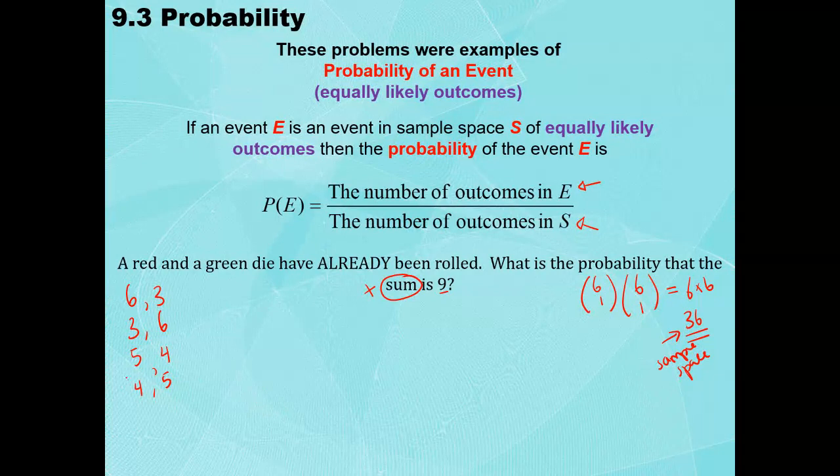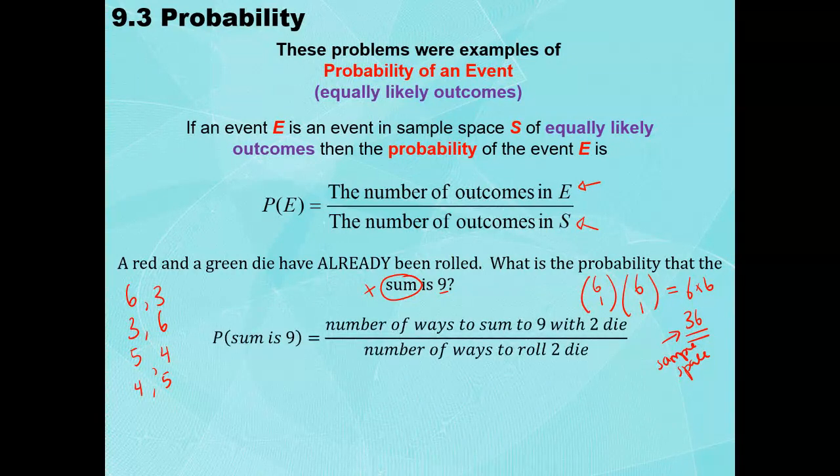Those are my only ones, right? I can't get a 2 and a 7. It's a standard die. So the probability of the sum of 9 is the number of ways to sum to 9. Well, here's 4. Over the number of ways to roll 2 die, 36. So I've got 4 over 36, which is 1 over 9.